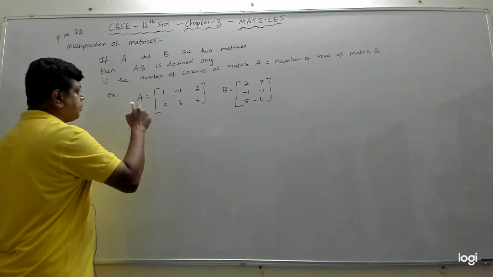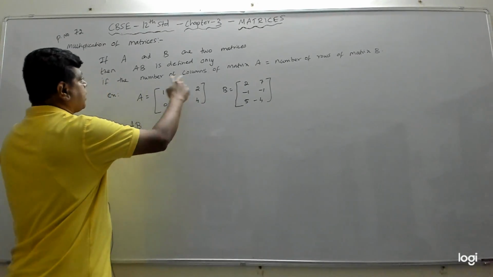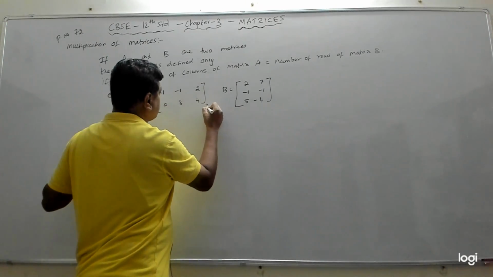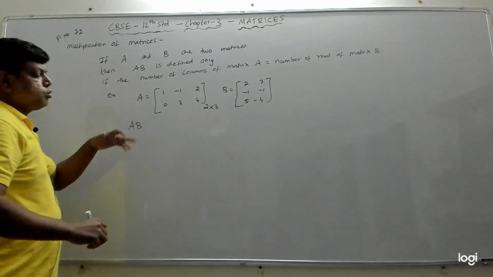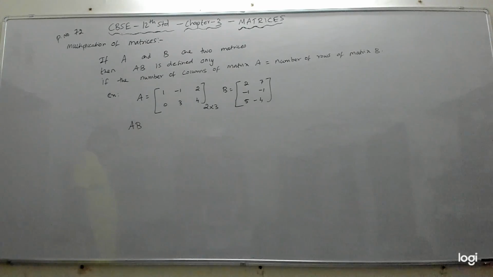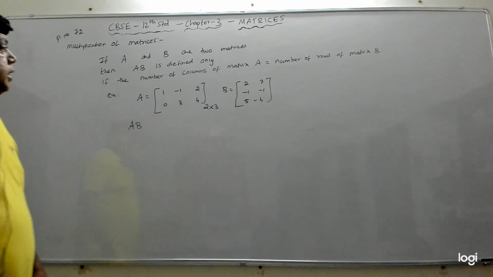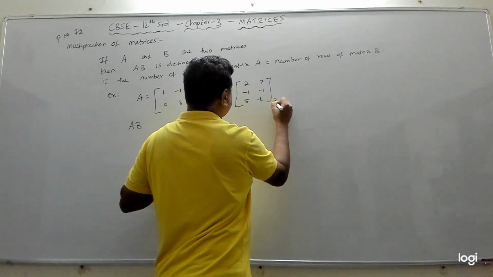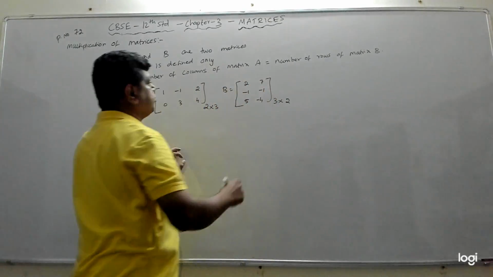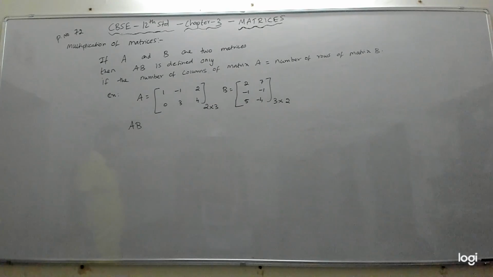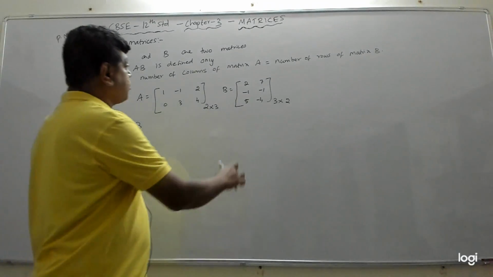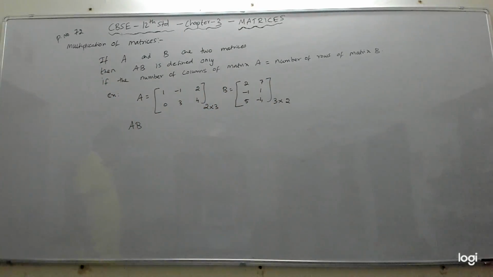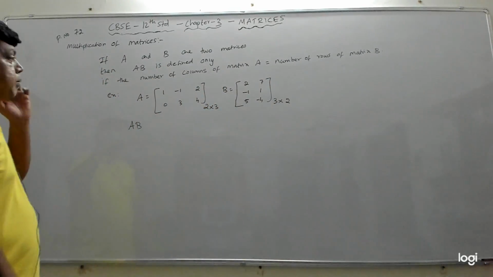Suppose if we want to multiply matrix A with matrix B, we should check this condition. Now what is the order of A? A has 2 rows and 3 columns. So it's a 2 cross 3 matrix. And matrix B's order is 3 rows and 2 columns. Right. Now we need to see how to multiply these two matrices.